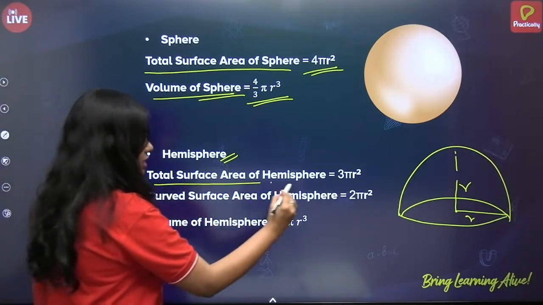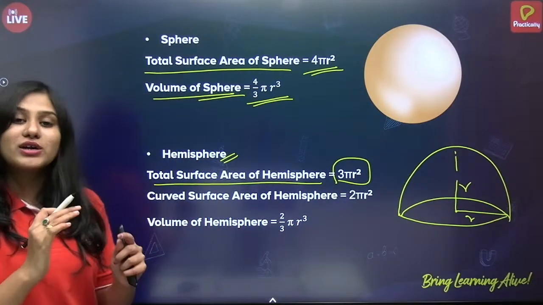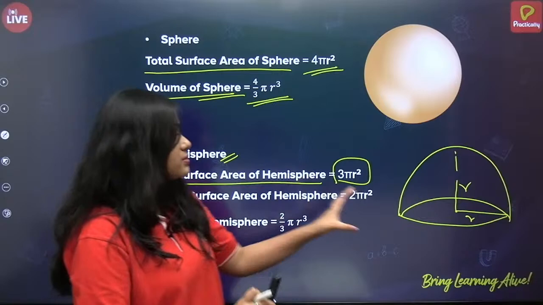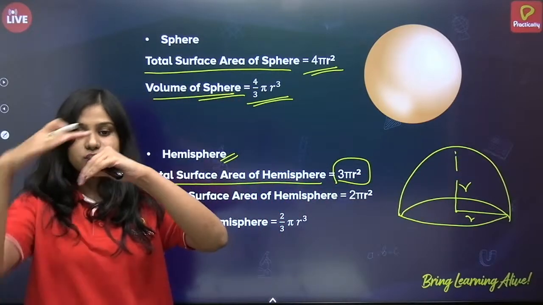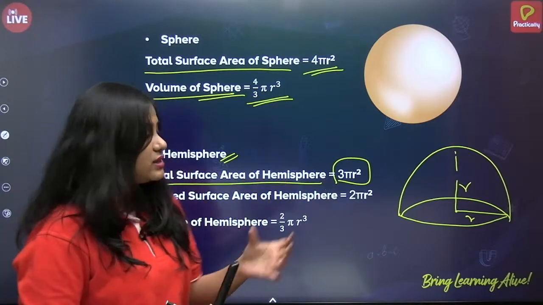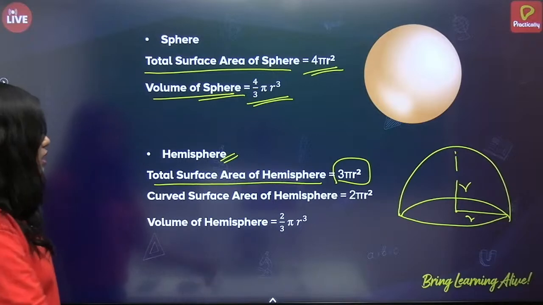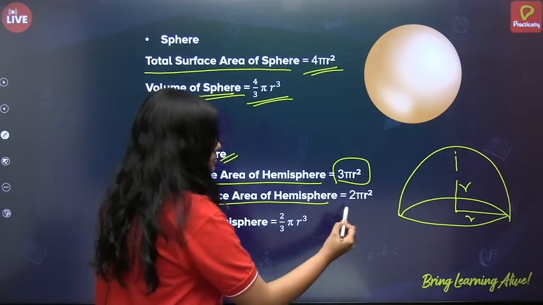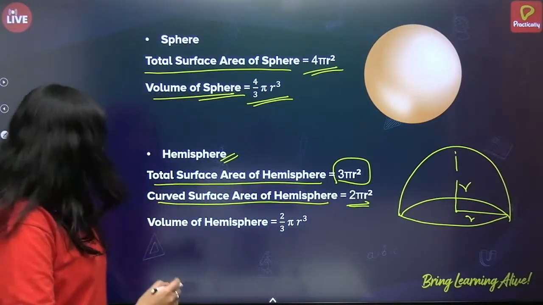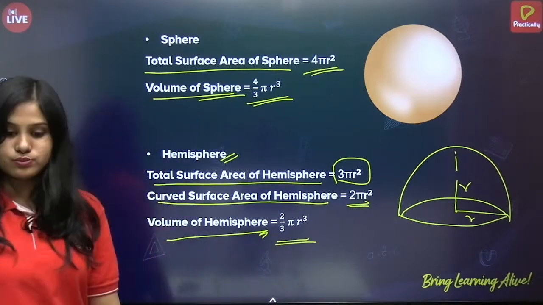Total surface area of hemisphere is equal to 3 pi r square. So what is meant by total here? If the hemisphere is like this, so this area plus the bottom circle. When you add these two, you will be getting the total surface area of hemisphere. Curved surface area of hemisphere is 2 pi r square. Next, volume of the hemisphere is 2 by 3 pi r cube.